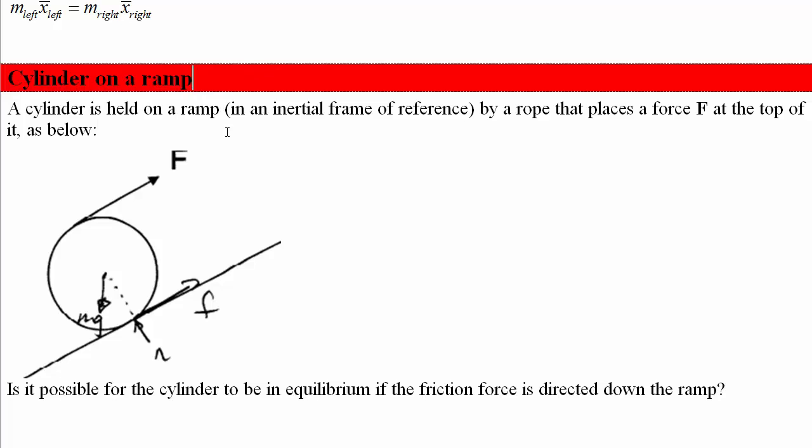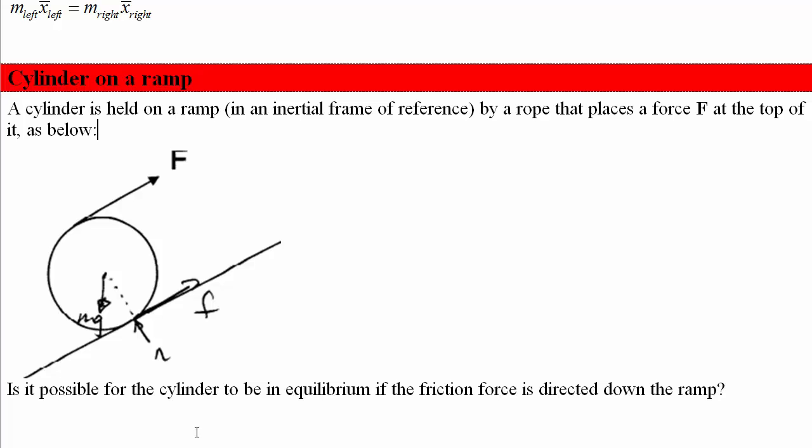Cylinder on a ramp. A cylinder is held on a ramp in an inertial frame of reference by a rope that places a force F at the top of it as below. So this rope is wrapped around this cylinder, maybe it's a spool, and the rope places a force like that. Is it possible for the cylinder to be in equilibrium if the friction force is actually directed down the ramp?